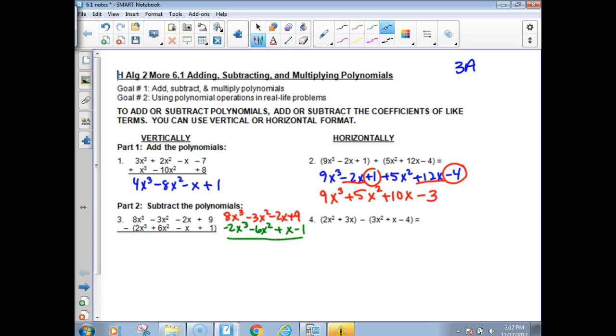Then you can combine vertically. 8x cubed minus 2x cubed would be 6x cubed. Negative 3x squared minus 6x squared would be minus 9x squared. Negative 2x plus 1x would be minus 1x or minus x. And 9 minus 1, of course, is plus 8.